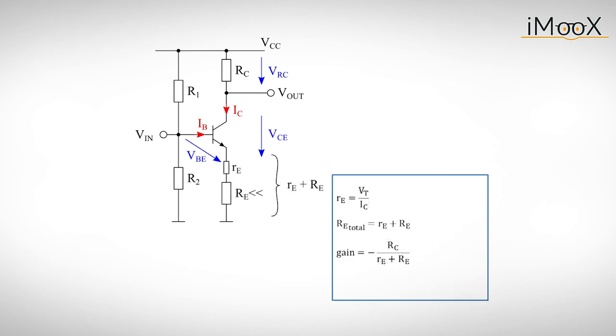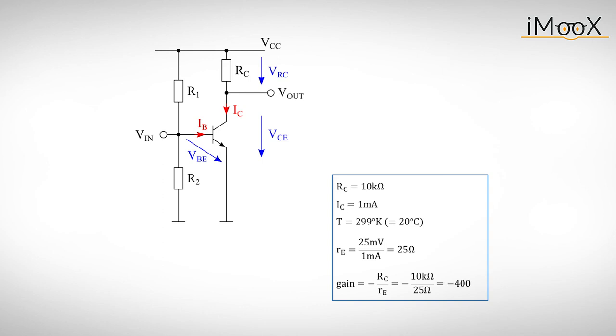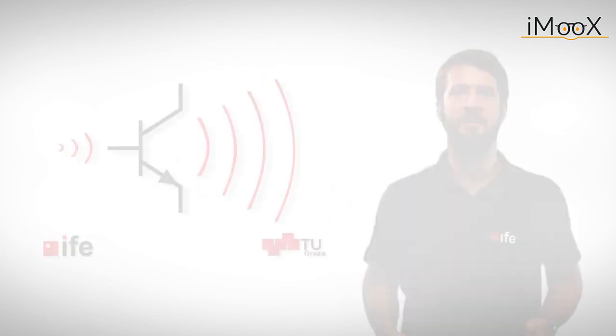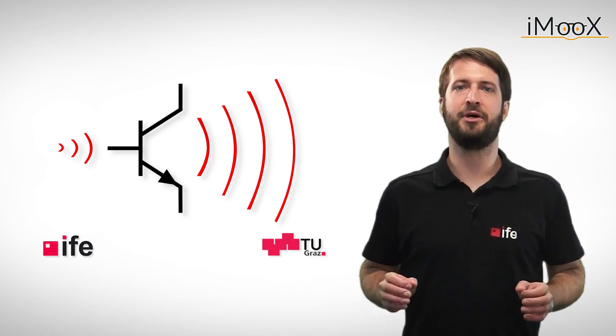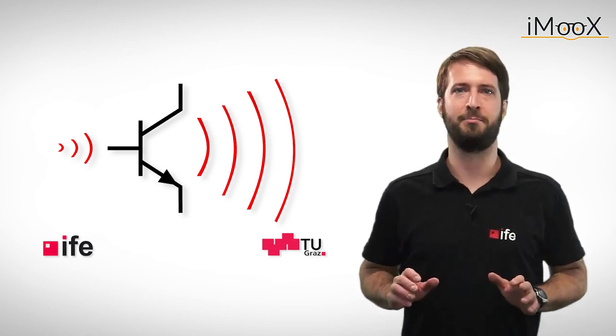This intrinsic resistance must be added to the external emitter resistor and is only significant if the external emitter resistor is very small. If we now think back to our example from before, we get a finite gain of Rc divided by the intrinsic resistance Re for an amplifier with grounded emitter. Despite the high gain, this circuit is generally not a good amplifier.